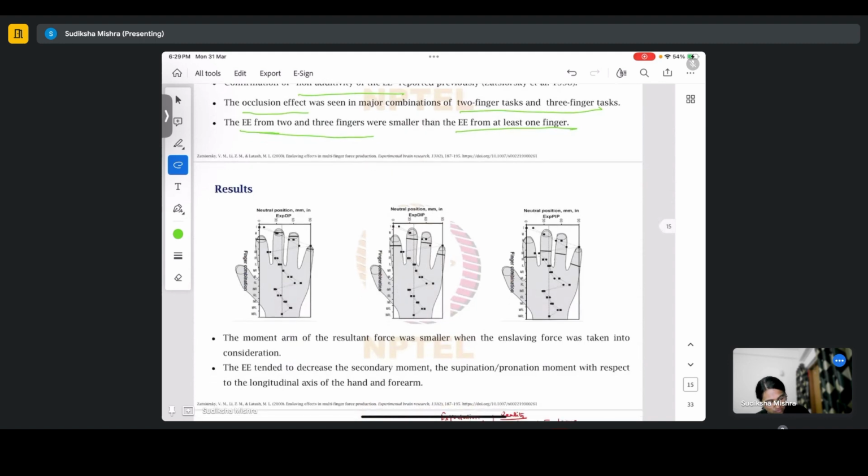They also saw that the moment arm of the resultant force was smaller when the enslaving force was taken into consideration. And the enslavement effect tended to reduce the secondary moment in the pronation supination with respect to the longitudinal axis of the hand or the forearm.